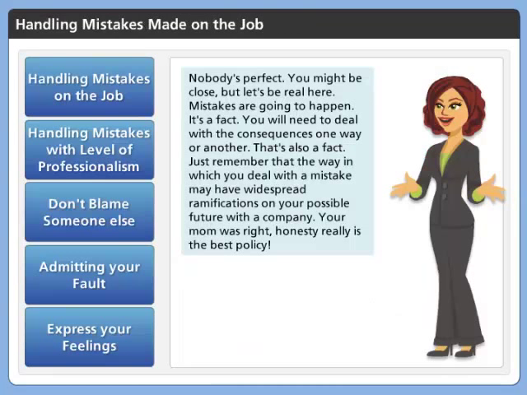Handling mistakes made on the job. Nobody's perfect. You might be close, but let's be real here. Mistakes are going to happen. It's a fact. You will need to deal with the consequences one way or another. That's also a fact. Just remember that the way in which you deal with a mistake may have a widespread ramification on your possible future with a company. Your mom was right. Honesty really is the best policy.